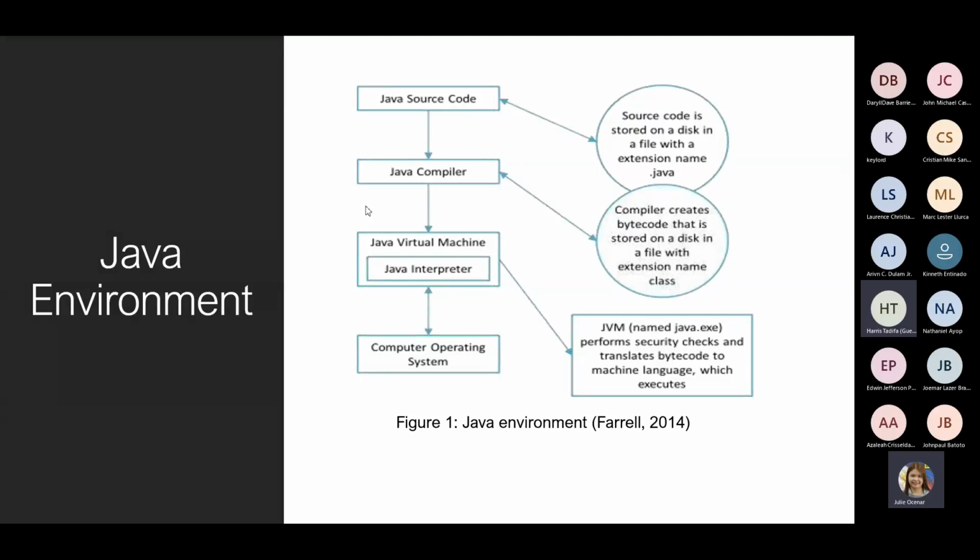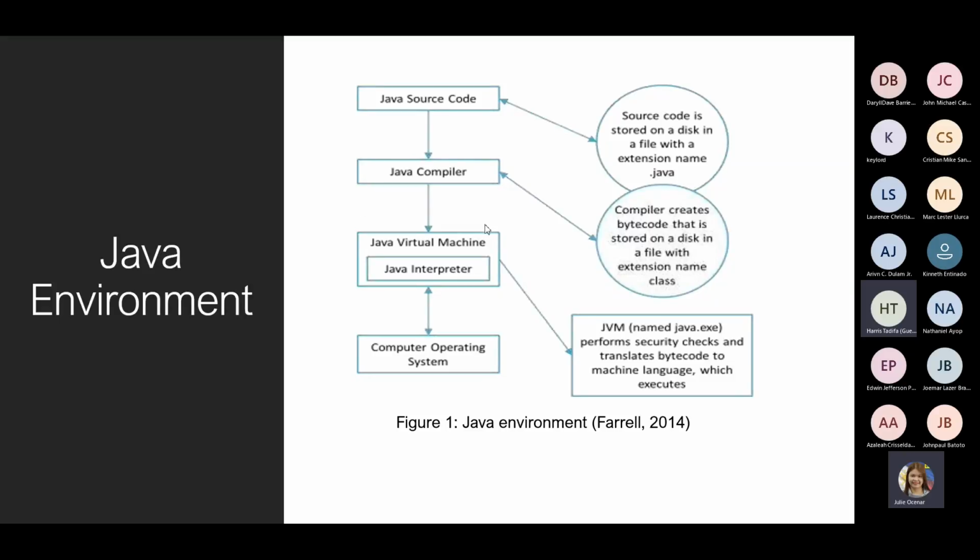Again, the source code is stored on a disk in a file with extension name .java. Sabi ko nga, if you will make a program, you must save it na naka .java. Halimbawa, ang pangalan ng program mo is guessing game. So dapat isi-save mo siya guessing game.java. Okay, ganun siya. And then after that, so meron ka ng code, if we will compile it, we will try to run this one using a Java compiler.